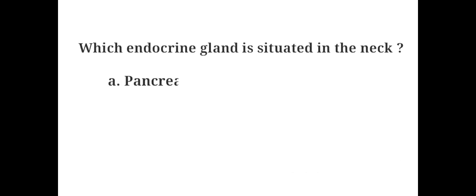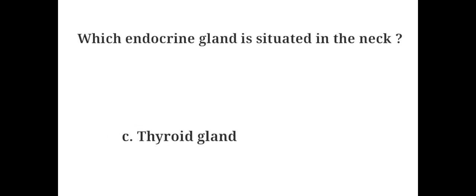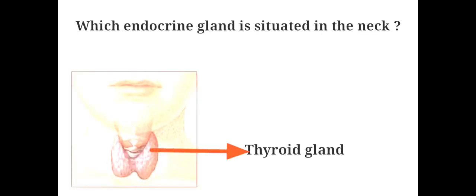Which endocrine gland is situated in the neck? A. Pancreas, B. Adrenal gland, C. Thyroid gland, D. Pituitary gland. And the answer is C. Thyroid gland. The endocrine gland which is situated in the neck is thyroid gland. Thyroid gland is a butterfly-shaped gland located in the neck.